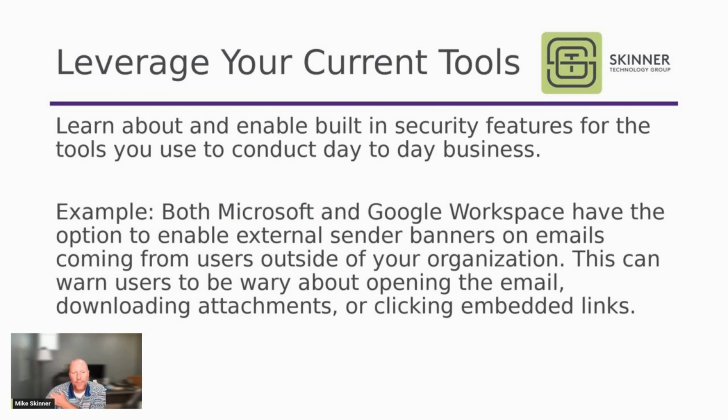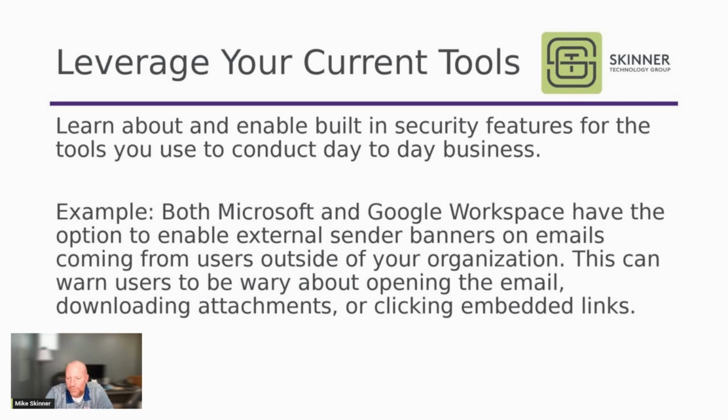So next, the third cost-effective way to improve your security and reduce your risk: leverage your current tools. And what does that mean? That means a lot of the applications or tools that you're using within your business have built-in security features, but they're not implemented. So for example, both Microsoft and Google Workspace have the option to enable external sender banners on email coming from users outside of your organization.